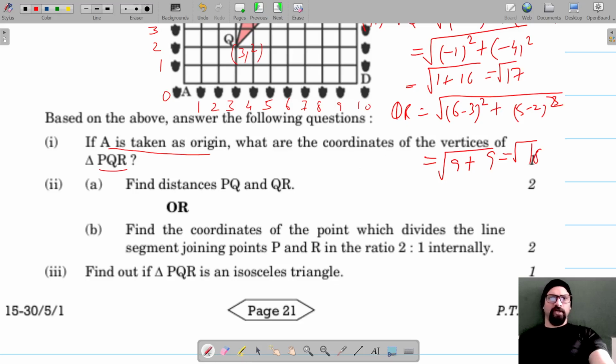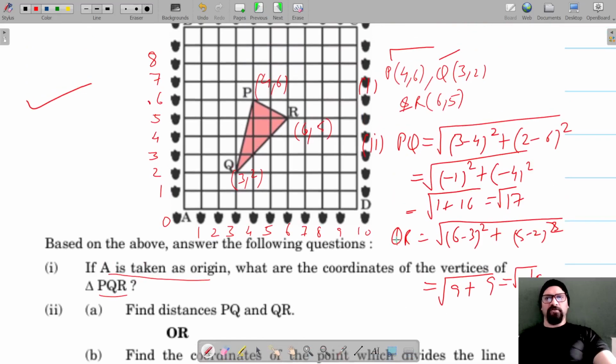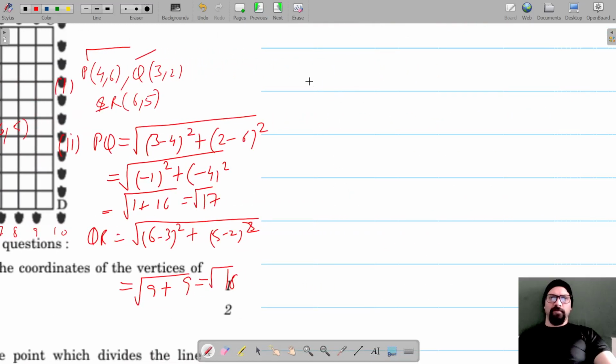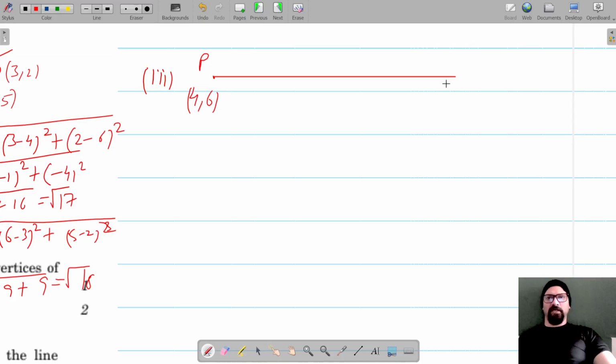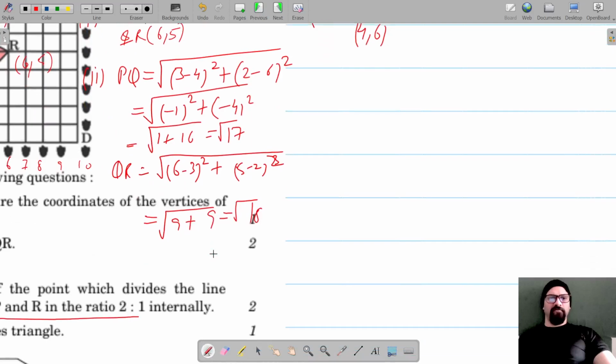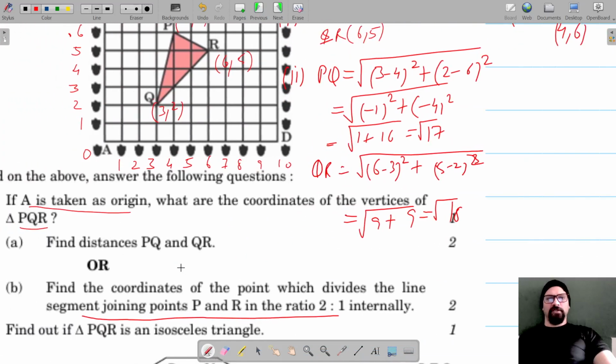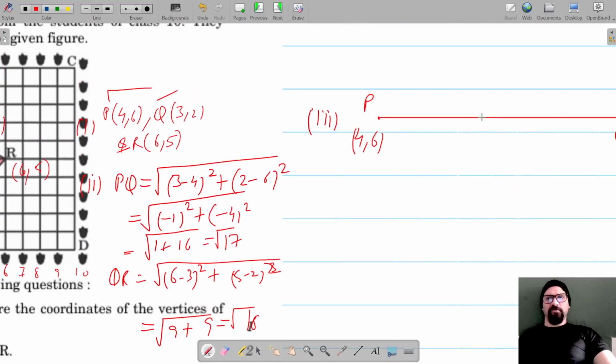So QR is under root 18. And now we have to find the coordinate of the required point which divides the line segment joining the points P and R in the ratio 2 is to 1. So this is for question number third, and we have the coordinates of the line segment PR, where P is (4, 6) and R is (6, 5), and we have to find the coordinates of the point which divides the line segment in the ratio 2 is to 1.